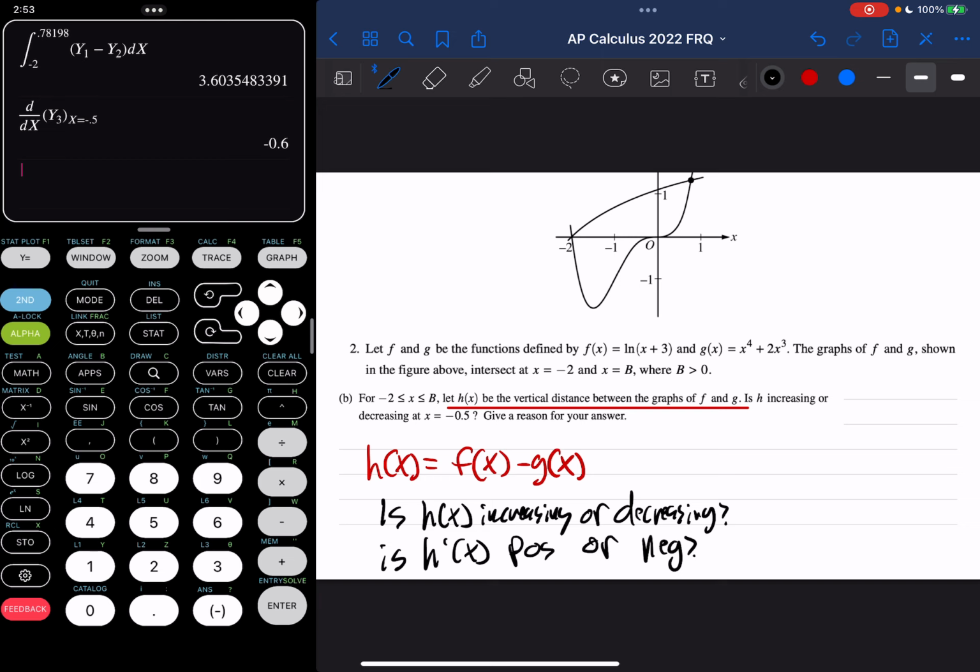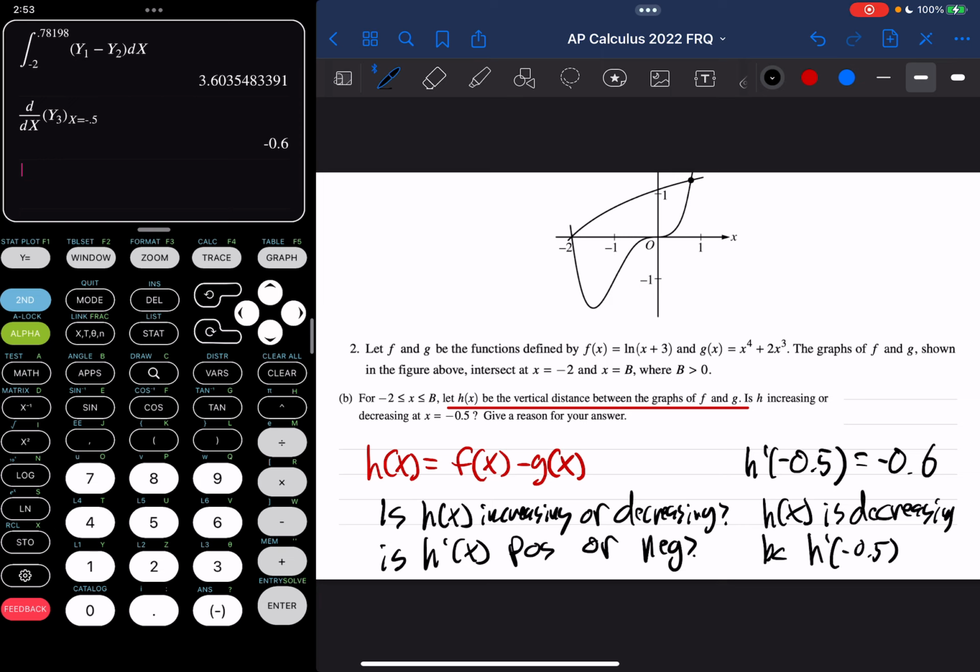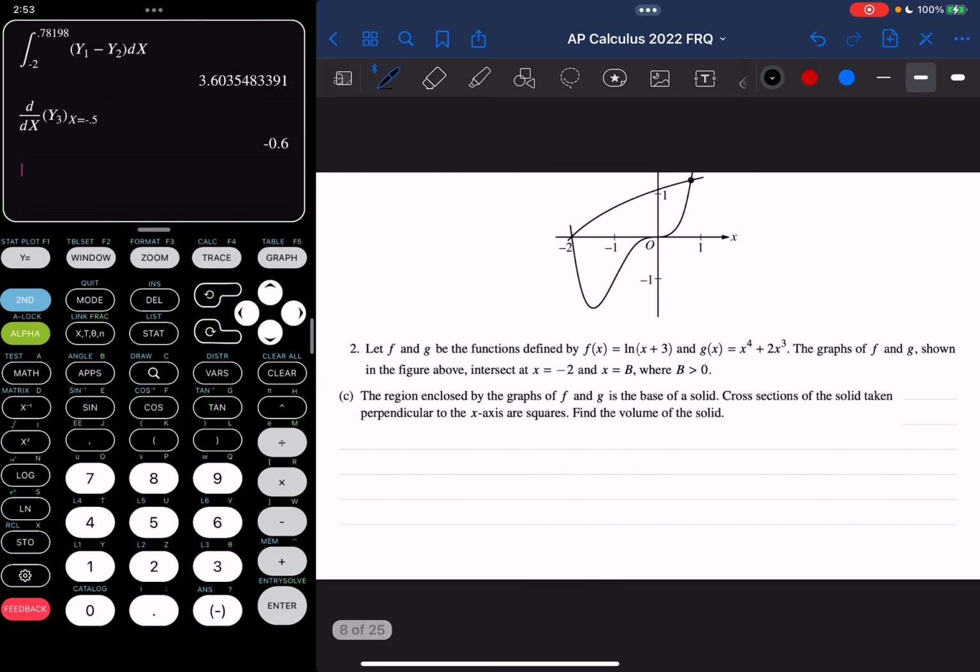Let me press enter. So that means h prime of -0.5 equals -0.6. So that means h of x is decreasing because h prime of negative 0.5 is less than 0. So there's our reason. Now part C, the region enclosed is the base of a solid.